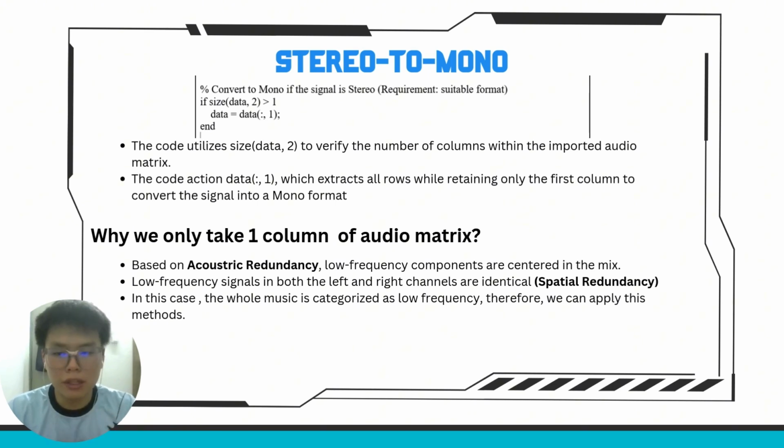So we don't need to spend more computational power to do the repeated job. This is not a redundancy. If you look at the MATLAB code, the first line, size data two, means that the system is detecting both channels, but the result is it only takes the first column, which is data one. That means it decides that we only take the data from column one.